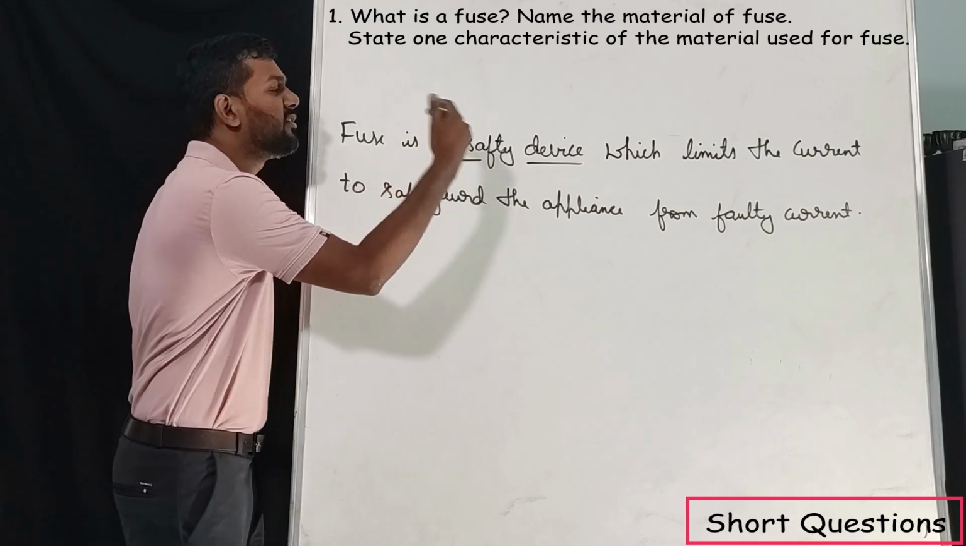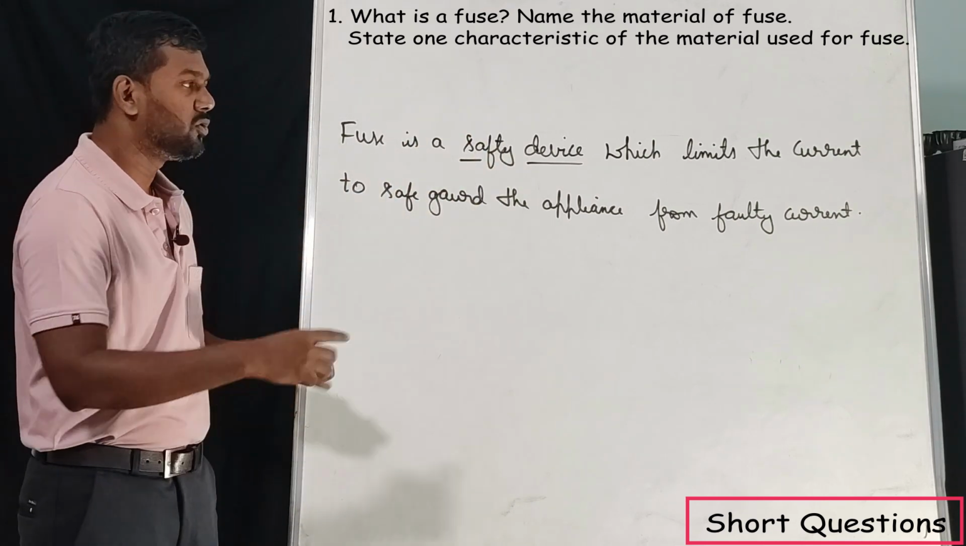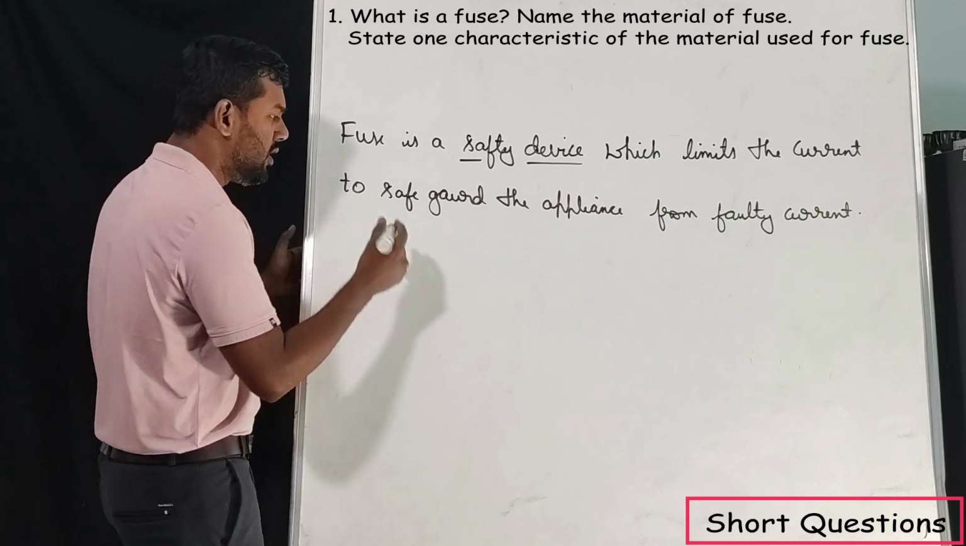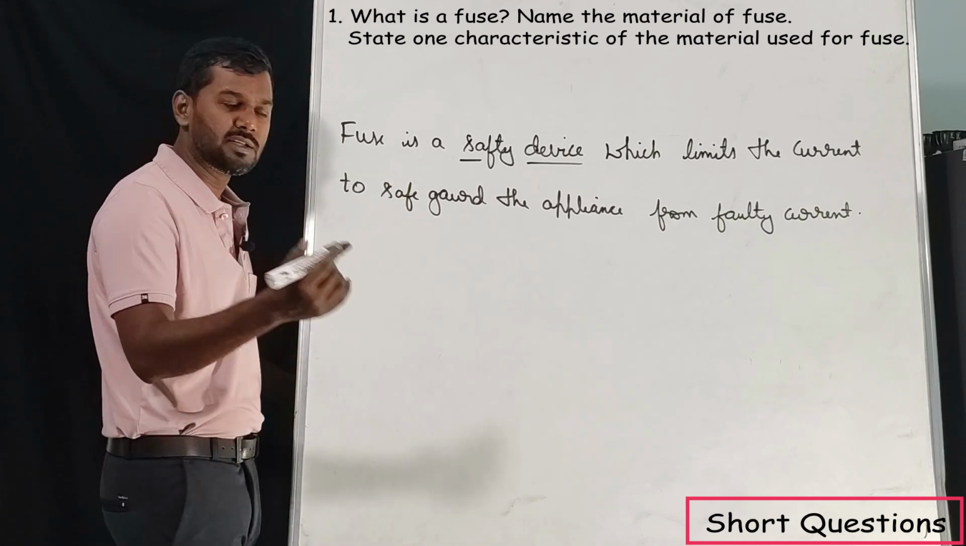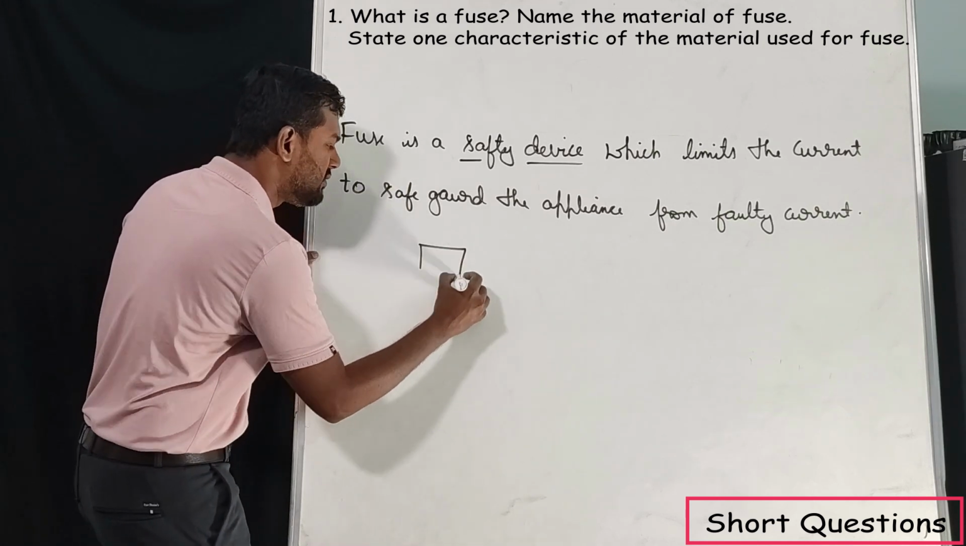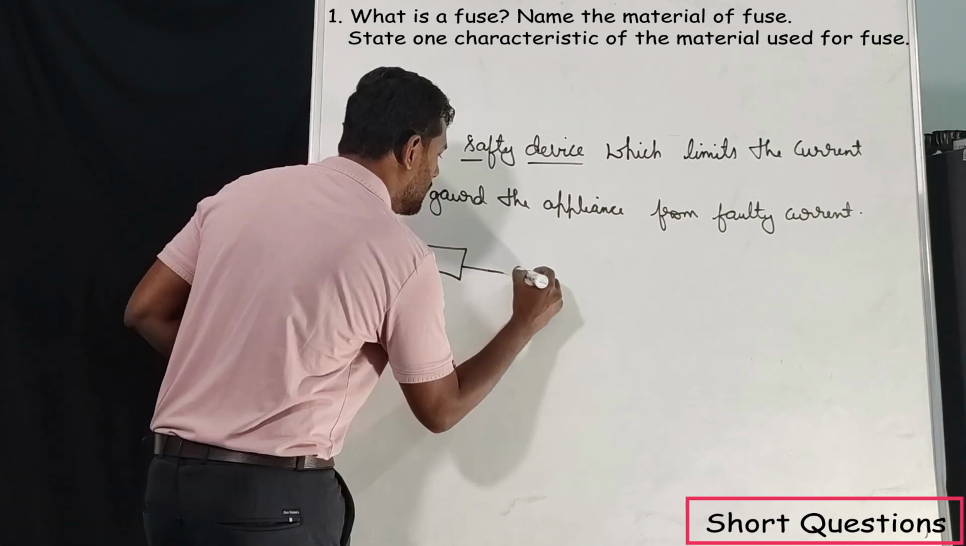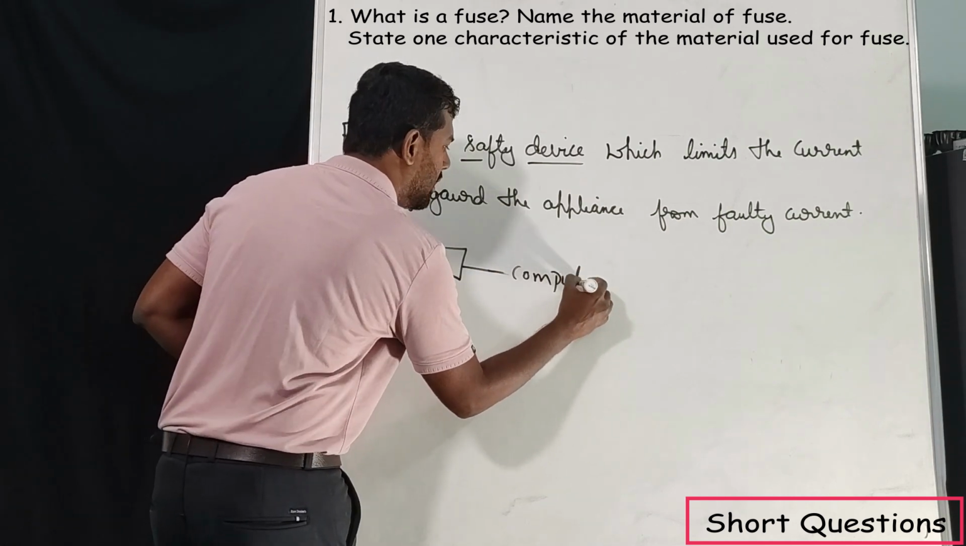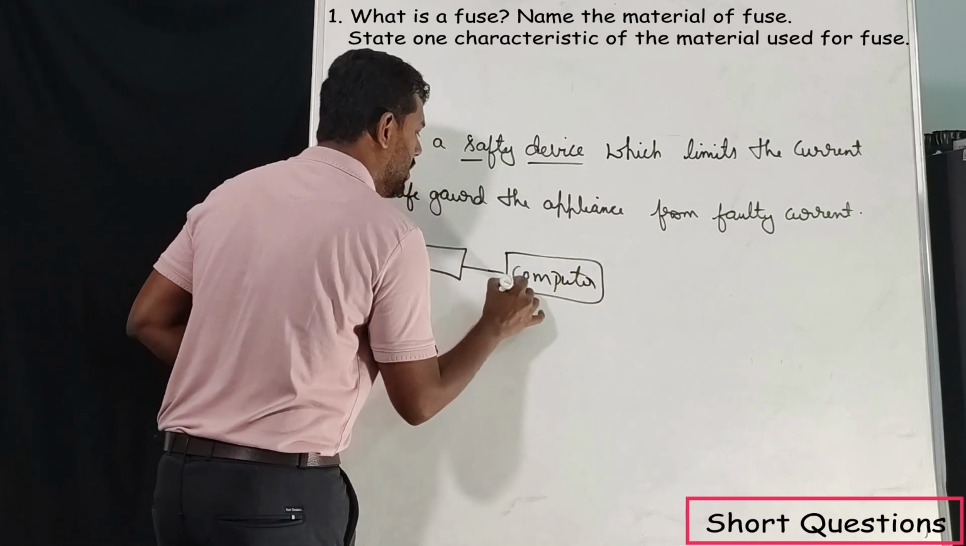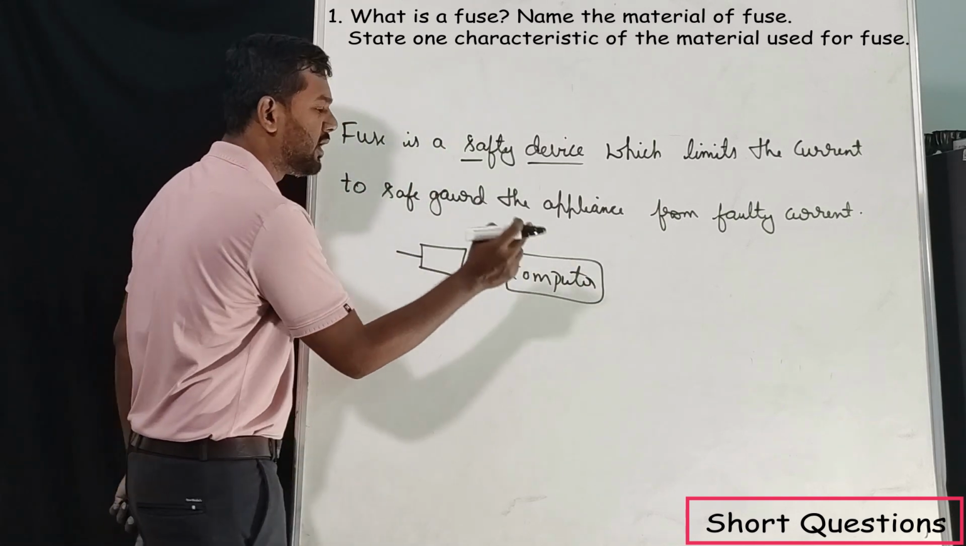See, fuse is a safety device. Why do we have to use a fuse? See, with the diagram I'll show you. This diagram is not necessary in the exam, but this will make you understand in a better way. Listen. Assume there is a computer. For a computer, we need to safeguard this computer.